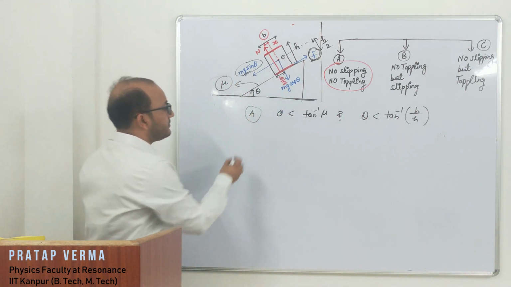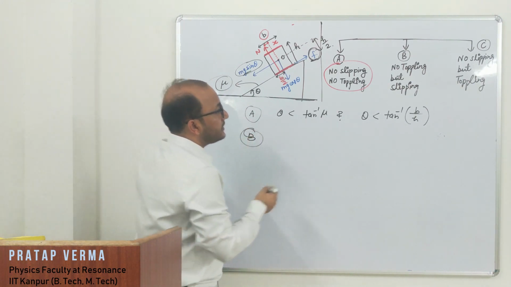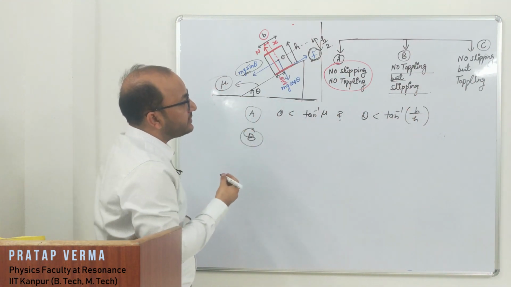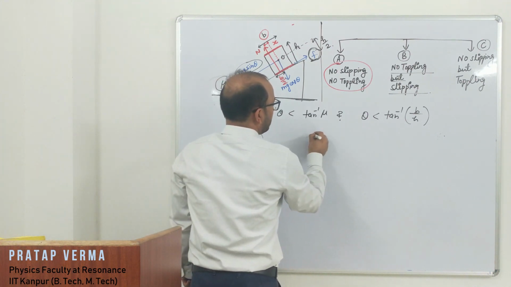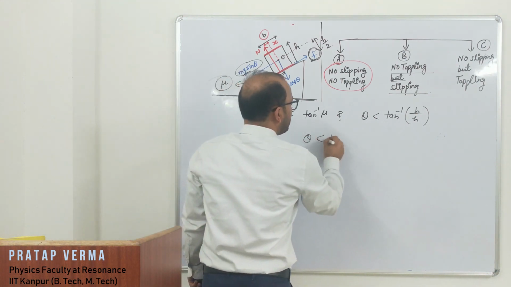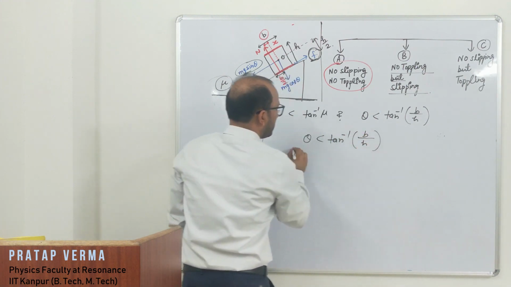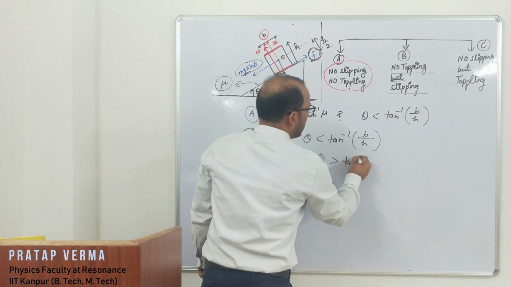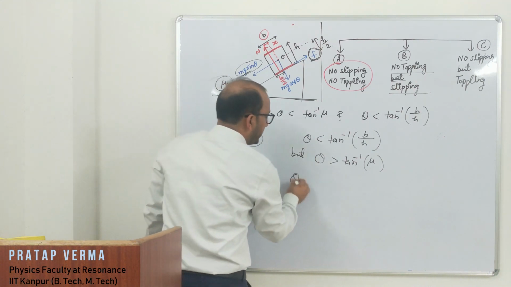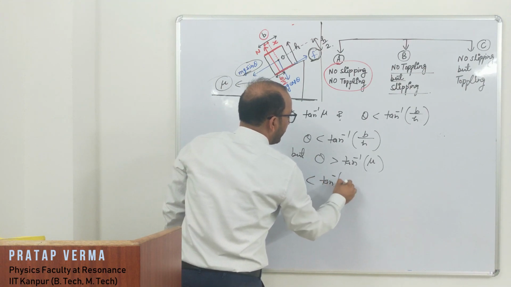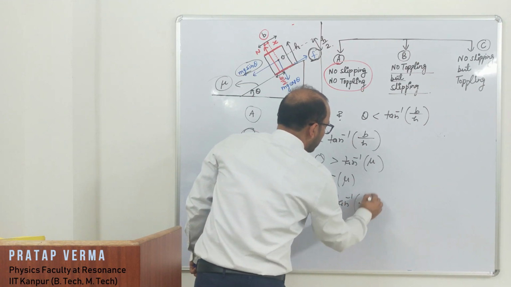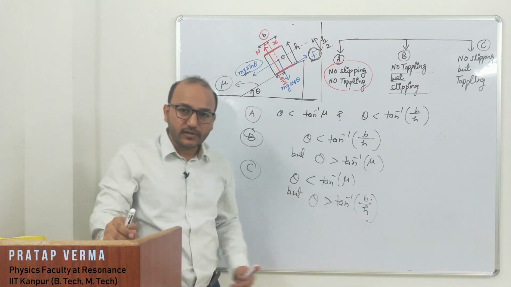On the other hand, in this case there is no toppling, but there is slipping. This is what happens when theta is less than tan inverse b by h, but theta is greater than tan inverse mu. Third case, if theta is less than tan inverse mu, but it is greater than tan inverse b by h, then case C will arise.